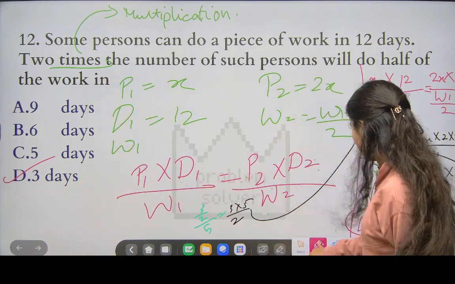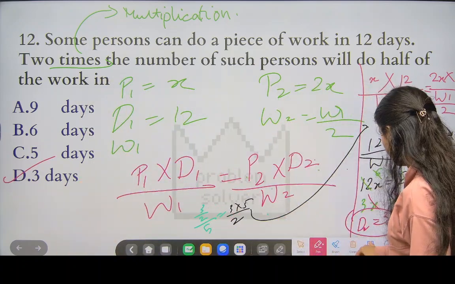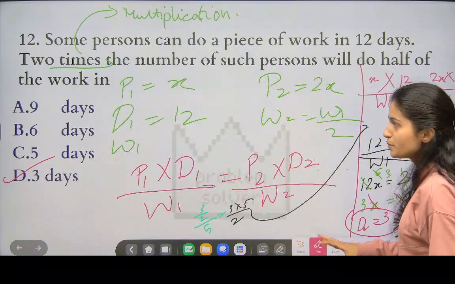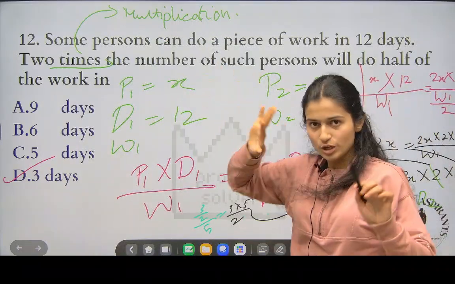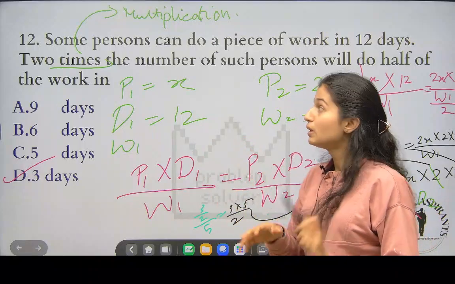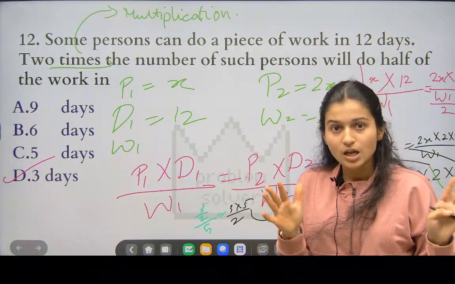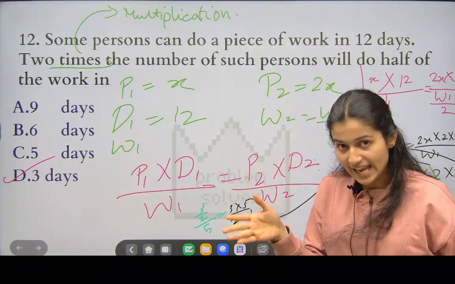Understood? Very easy. Now see, this was a bit different. You have to practice some of this. See, understanding the language is important. Solving is very easy, but understanding what is meant by the sum. So let us assume that it is x.